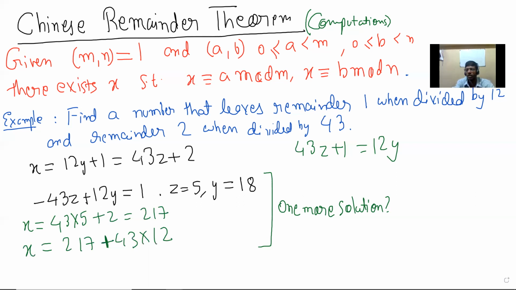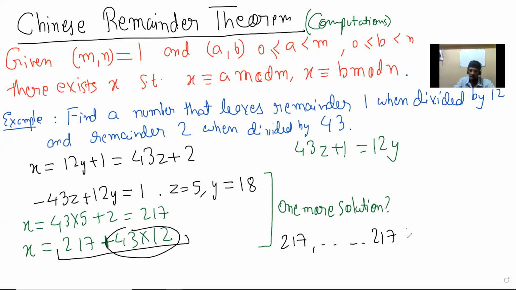The next x itself will be 43 into 12, because certainly this will work, right? This will also leave the same remainder when divided by 43 and when divided by 12, because you've added this. And this is the next solution. There is no solution in between. So there is a 217 which does the job, and after that, if you look for a bigger solution, the next number has to be this. There is no number in between that can possibly work.